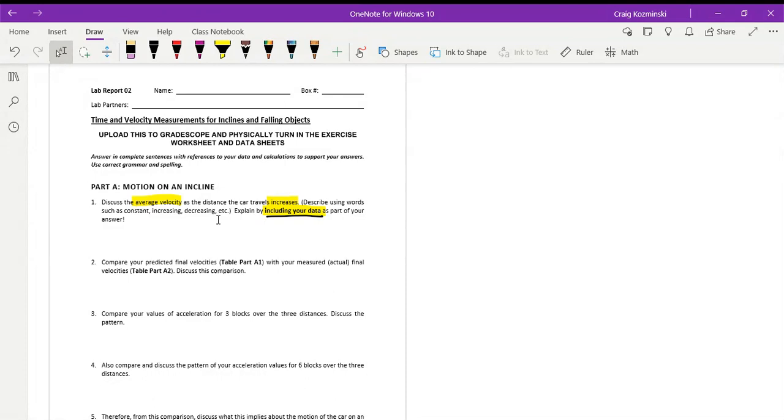So if you just say the average velocity as the car travels increases, decreases, and that's all you say, that would earn you about half credit. In order to earn full credit, you must include data in your response.